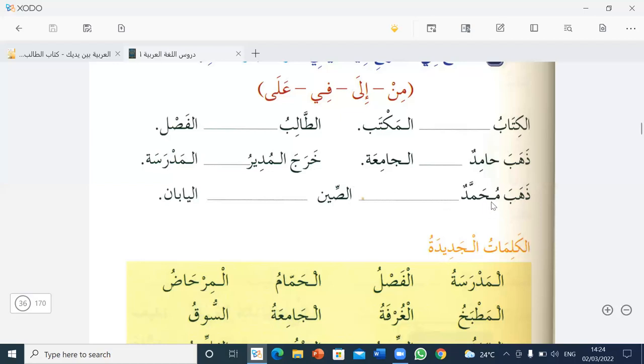Okay. Dahaba, where you? Dahaba Muhammadun ilasin. Minasini. Minasini. Oh, minasini. Why from, teacher? Because from we have all here. Oh, the continue. Oh, is the whole sentence. Yeah. Okay, teacher. Dahaba Muhammadun minasini. Muhammad went from China to Japan. Yes. Dahaba. Thank you, teacher. Muhammadun minasini ilal yabani.